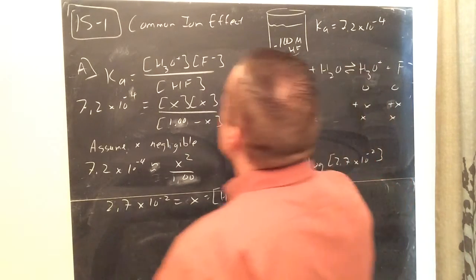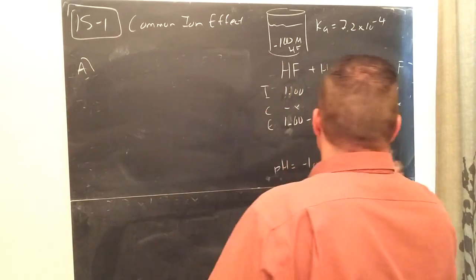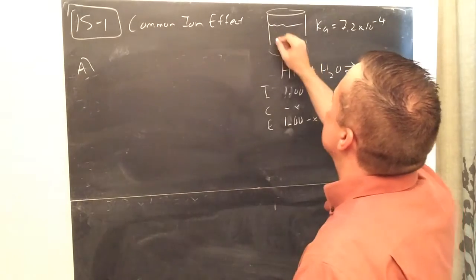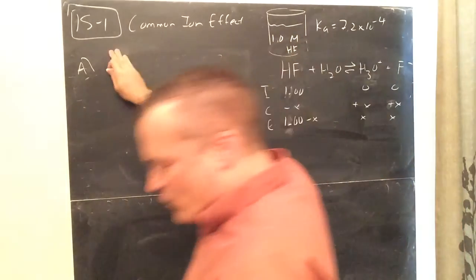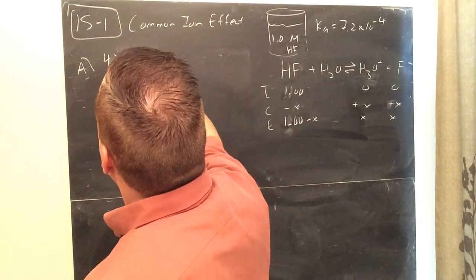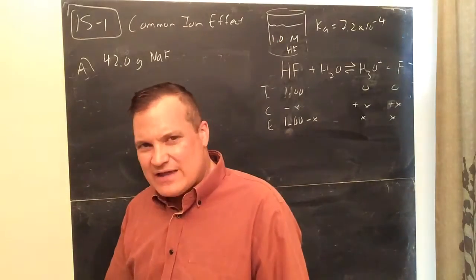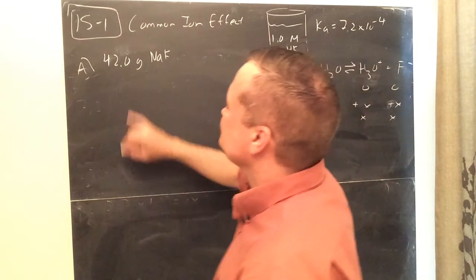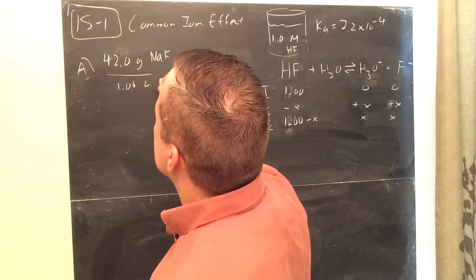So, all right, here's what's going on. Instead of having just 1 molar HF, which I messed up there too in my picture, they're going to add to it 42 grams of sodium fluoride. Now, they said they're going to add it to a 1 liter sample. Why are they giving you the volume? Because they want you to know what the molarity of this is, okay? 42 grams of sodium fluoride in 1 liter of solution.